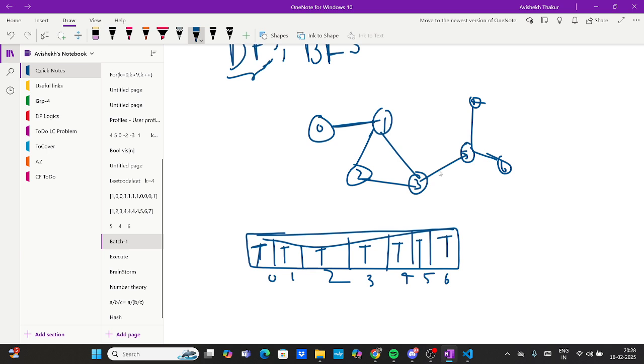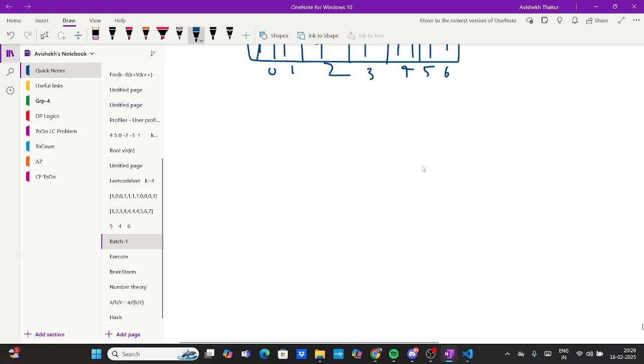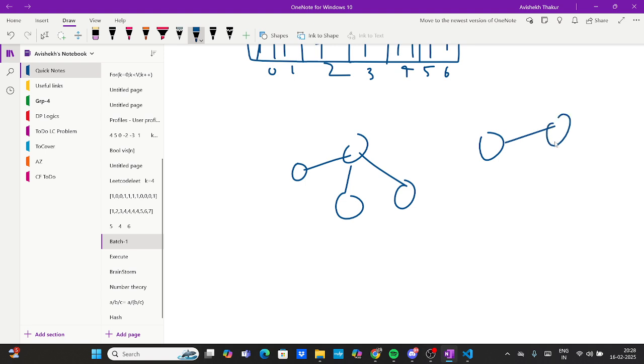Now, an important part. We just discussed that in a graph there can be multiple components. Is this two graphs or one graph? One graph. These are two separate components.